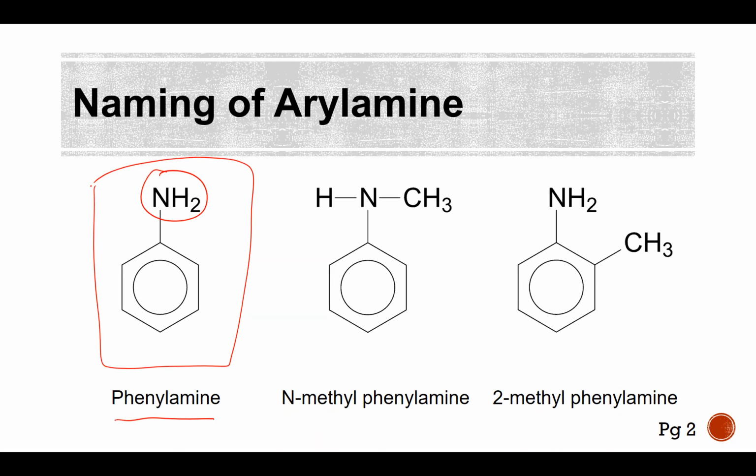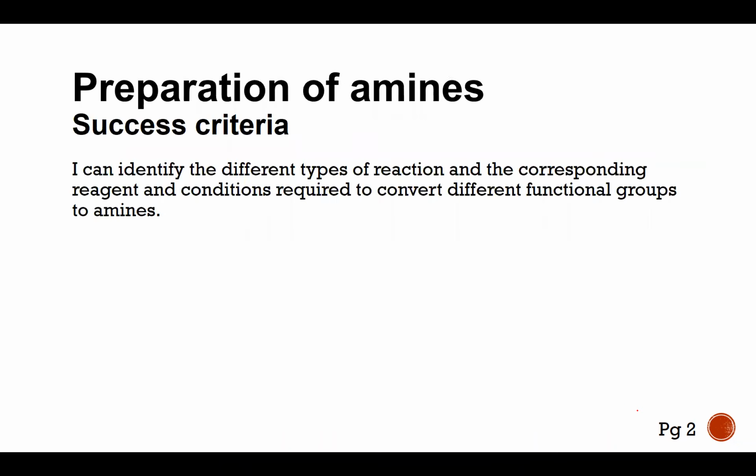If there are other alkyl groups attached, it depends on the position of the alkyl group. If the alkyl group is attached to the nitrogen, then we have to indicate N. If the alkyl group is attached to the benzene ring, then we will have to show the relative position of this alkyl group to the carbon number 1 of the amine. All right, I'll use the next video to go through the preparation of amines.